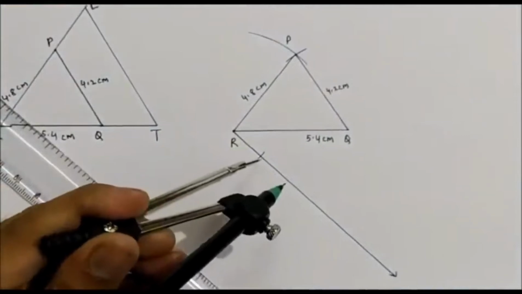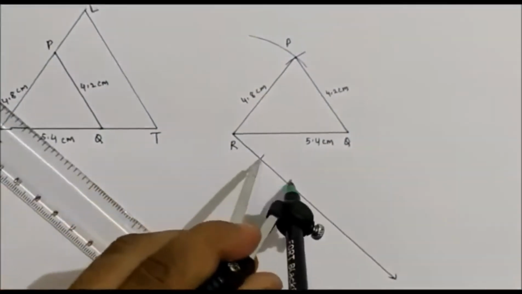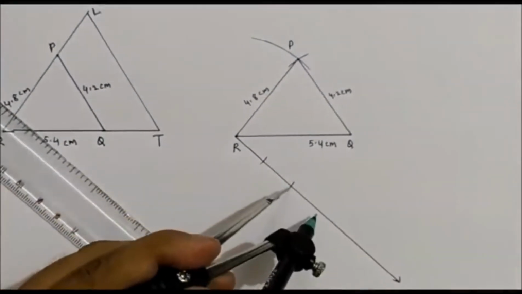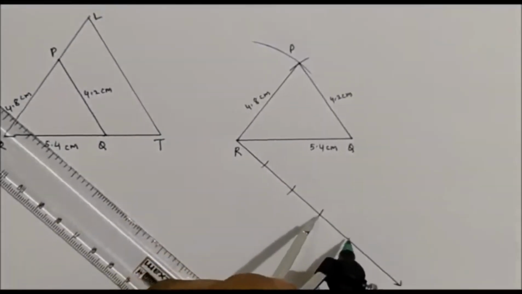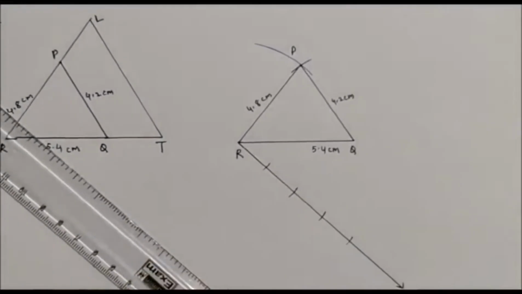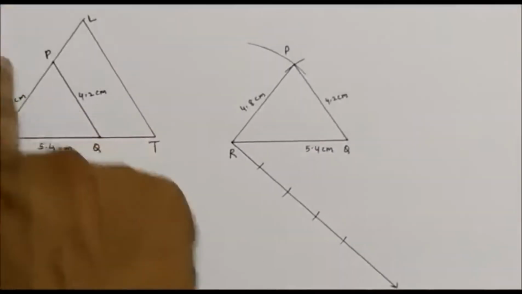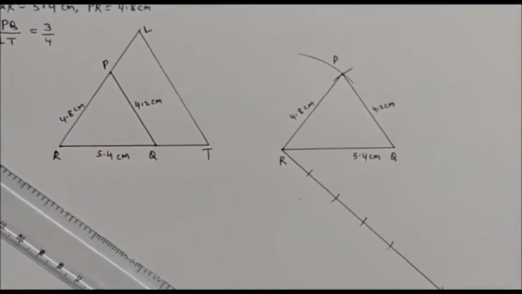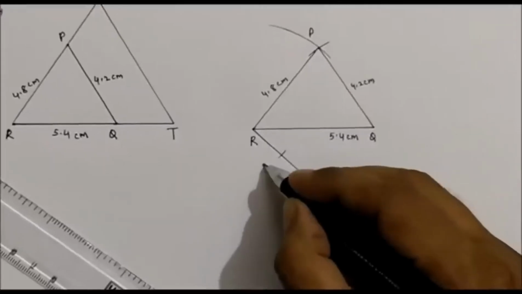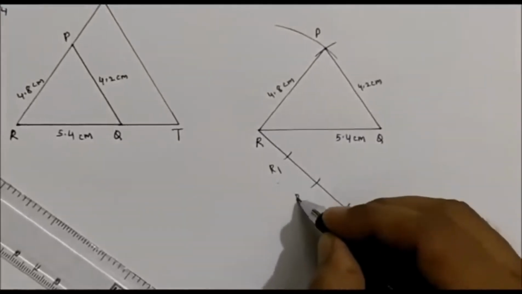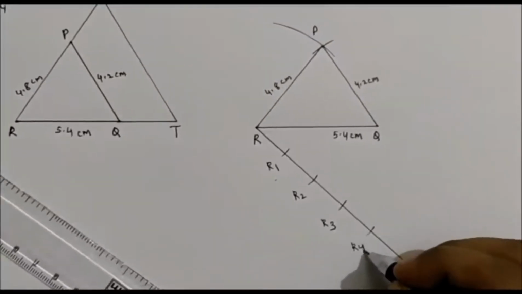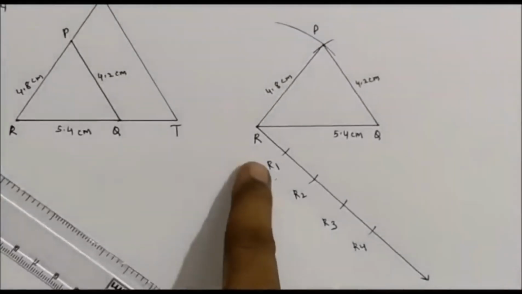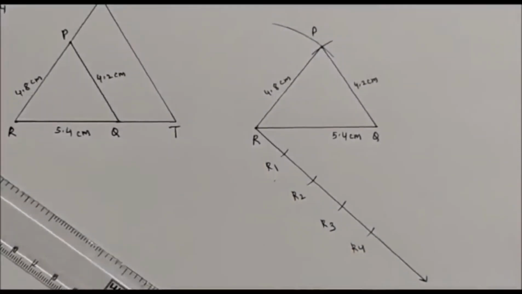1, then from this point 2, 3, and this is 4. Out of these two, whichever is bigger, draw that many arcs, and you can name this point R, so this is R1, R2, R3 and R4. You're going to mark R1, R2, R3 and R4.